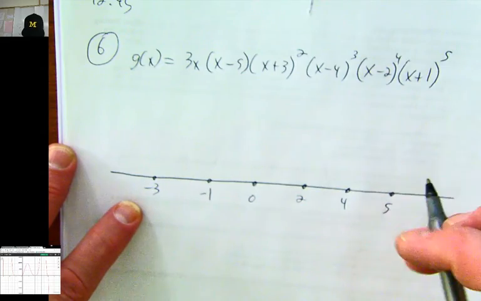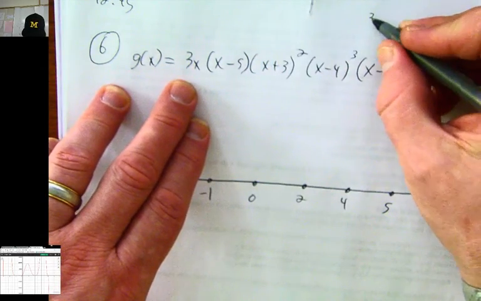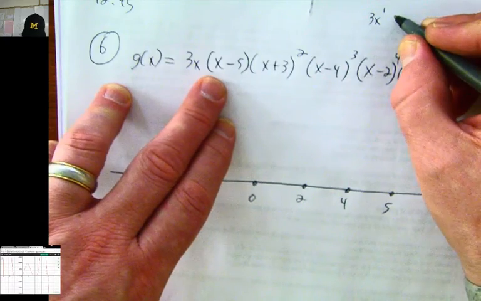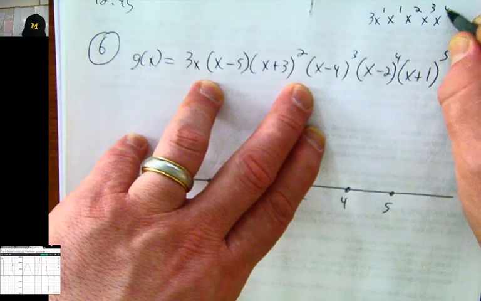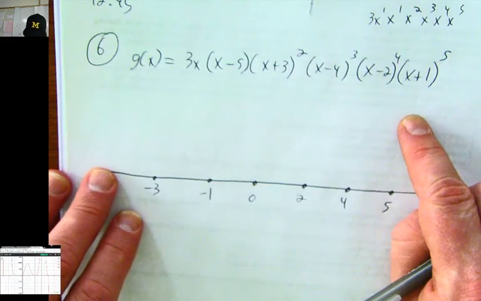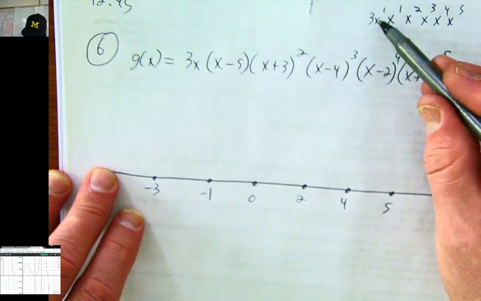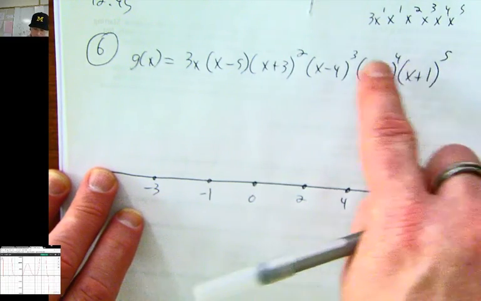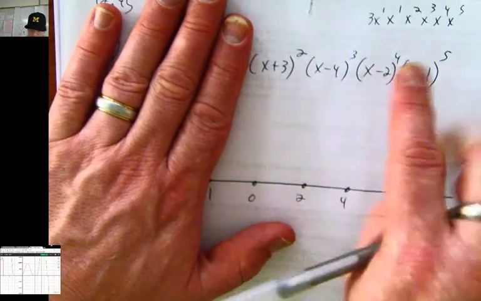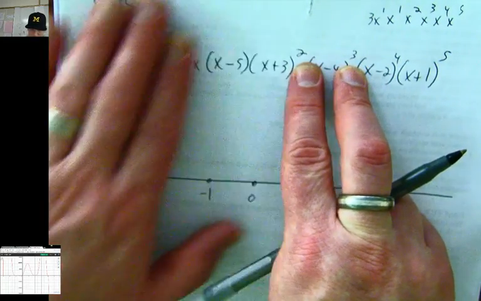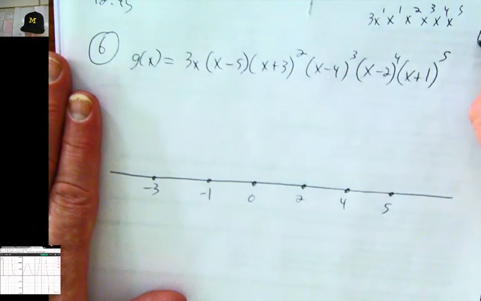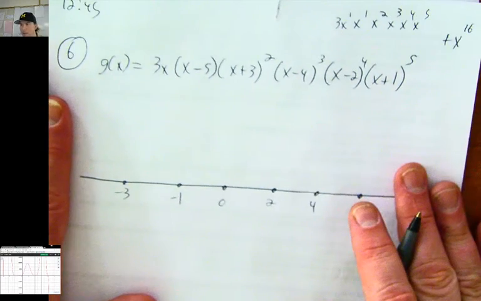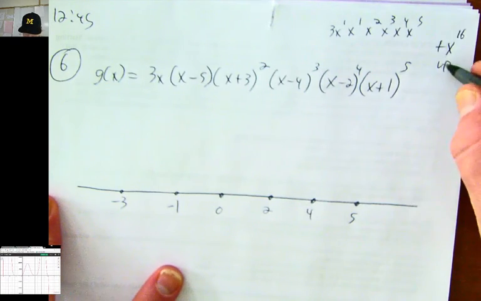End behavior. I have a positive 3x to the 1. This is another x to the 1. This is an x squared. This is an x to the 3rd, an x to the 4, and an x to the 5. So that's 5 plus 4 plus 3 plus 2, so far that's 14 (9 plus 5 is 14), 15, 16. So this is positive x to the 16. Positive 6 to the even. Positive to the even means up and up.